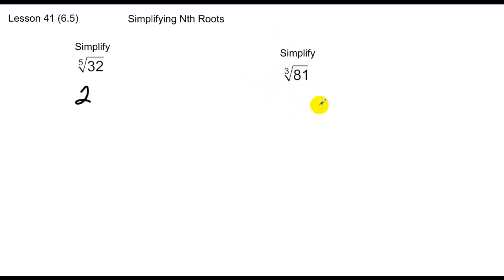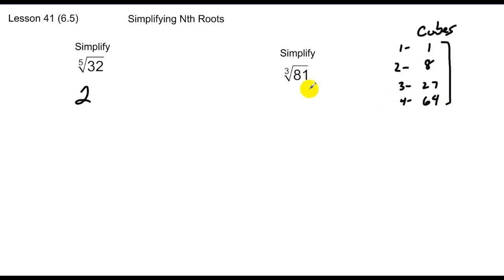So what we have to do is simplify this like we did with square roots by finding our biggest perfect cube in 81. Now when I look at my perfect cubes, we're going to look at 1. The perfect cube related to 2 is 8. Related to 3 is 27. Related to 4 is 64, etc., etc.